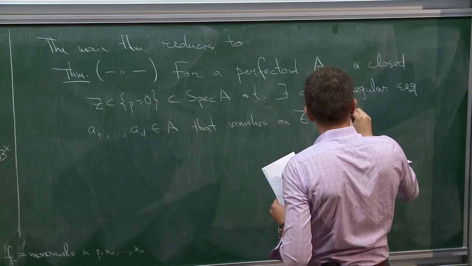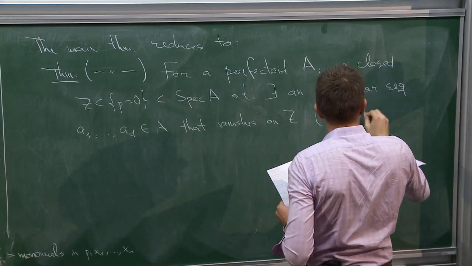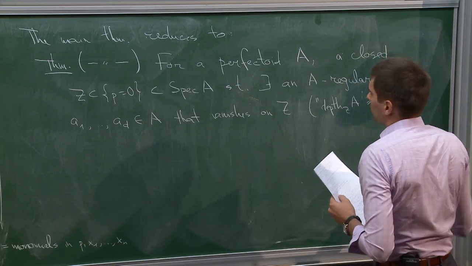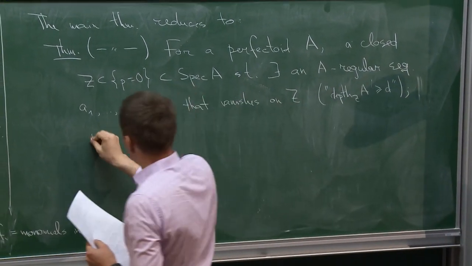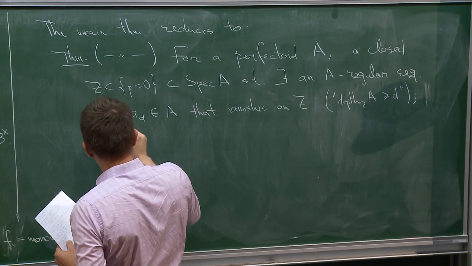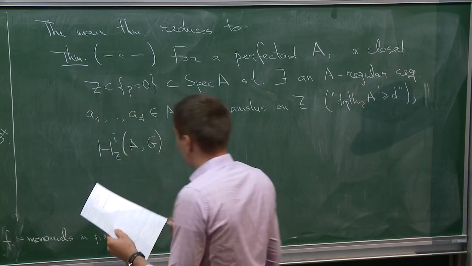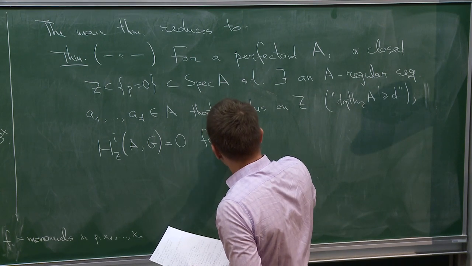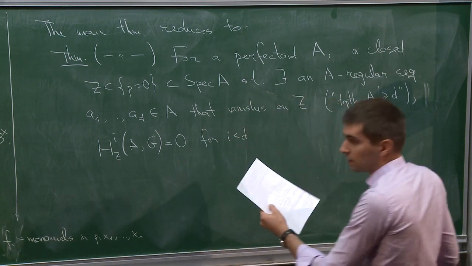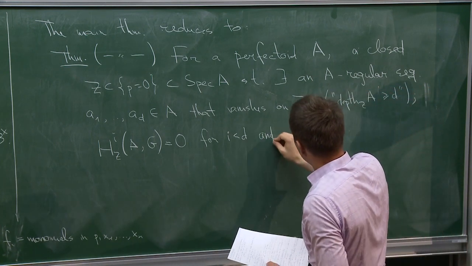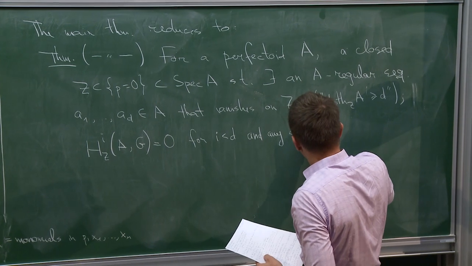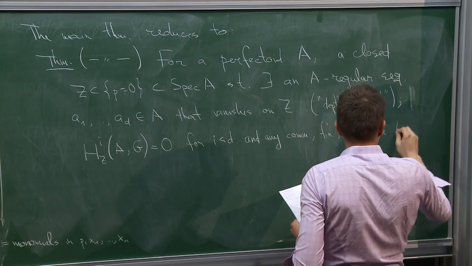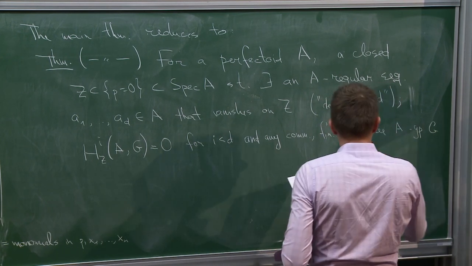So somehow, informally, the depth of A along Z is at least d. That's our assumption. Then, in this situation, the flat cohomology with supports in Z of A with coefficients in any finite locally free commutative group scheme of p-power order vanishes in cohomological degrees less than this depth bound, less than this d. So here G is a commutative finite locally free group of p-power order.